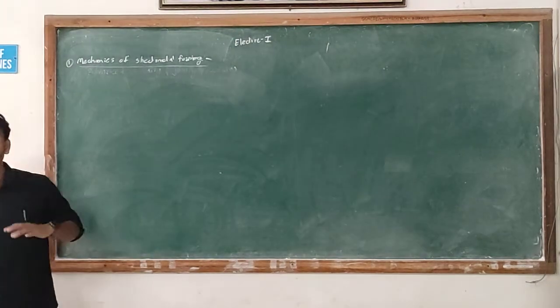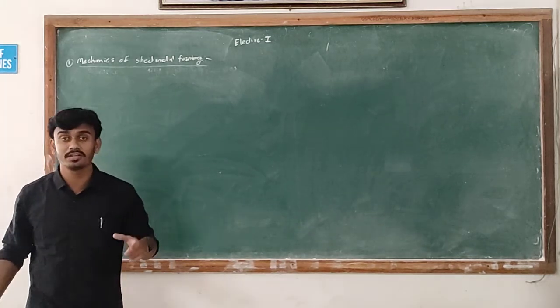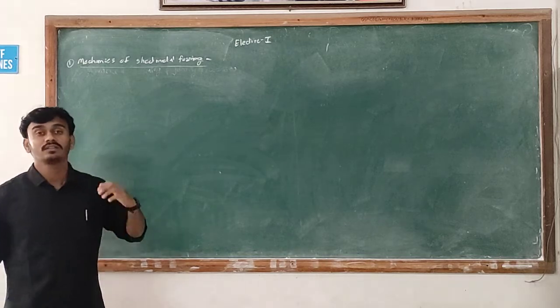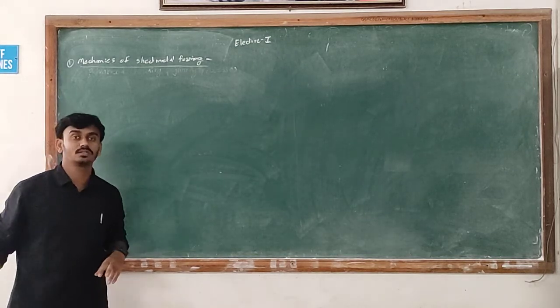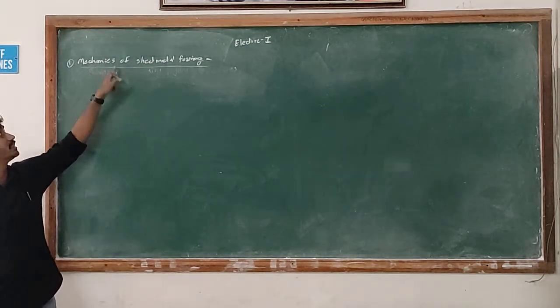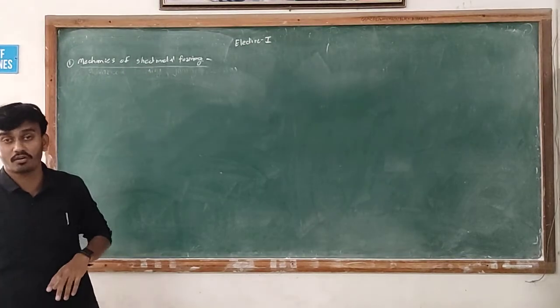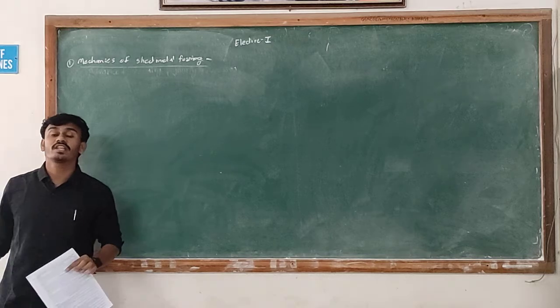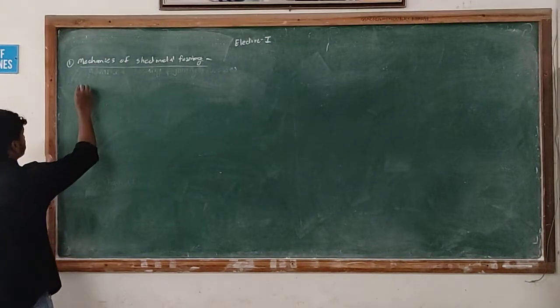Hello student, in today's session we will discuss the first unit of Elective One, that is advanced forming and joining process. The name of the first unit is mechanics of sheet metal forming. First of all, we will see what is meant by forming process.